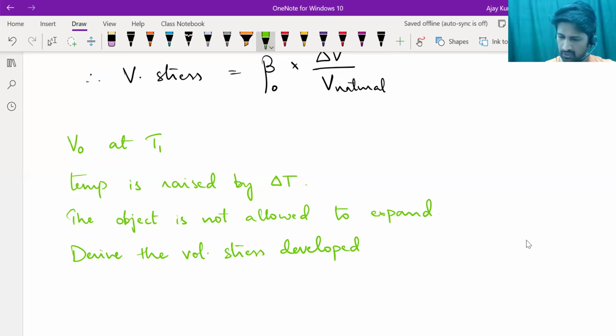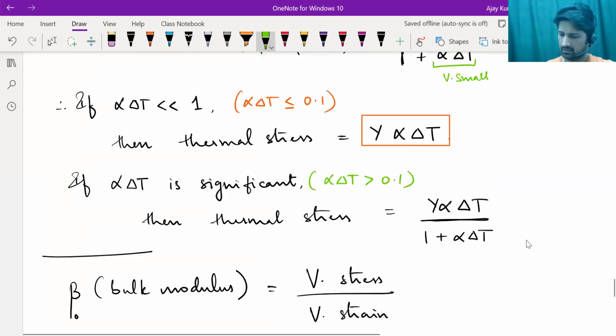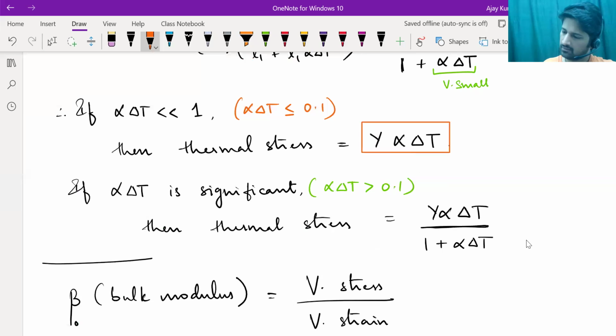And I have to give you the gamma value. So assume gamma is given to you and bulk modulus beta naught is also given to you. In terms of these, I want you to derive the expression for volumetric stress. And if you want to make any approximation, you can. Like here, for longitudinal thermal stress, one approximation is that alpha delta T is very small. If you take that approximation, the answer you get is Y alpha delta T. So if you need to make such approximations, you can.